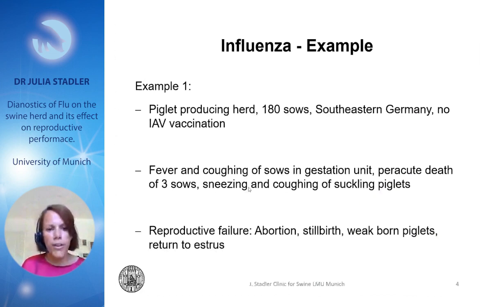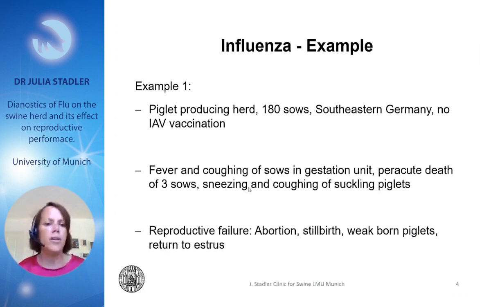The farmer reported fever and coughing in sows in the gestation unit, and according to the farmer, approximately 30% of the sows in the gestation unit were affected. 3 sows had died without showing any obvious clinical signs, and additionally, sneezing and coughing was reported in suckling piglets. 2 weeks later, reproductive failure in terms of abortion, stillborn piglets, and weak-born piglets occurred, and also the return to estrus rate increased.